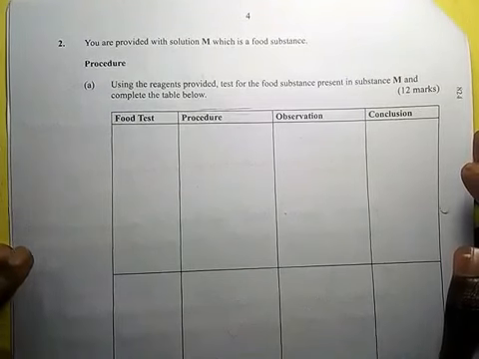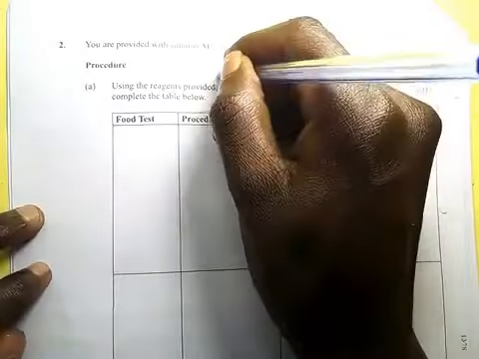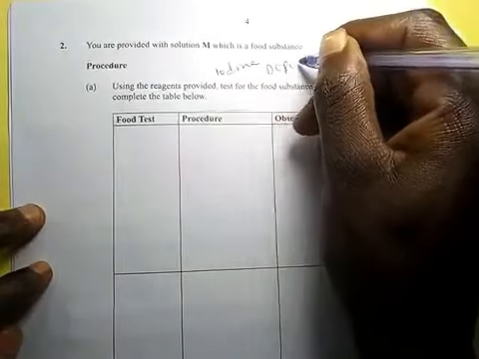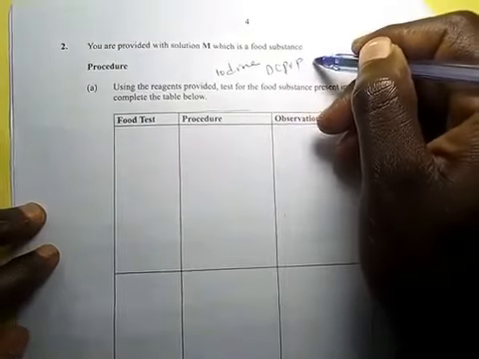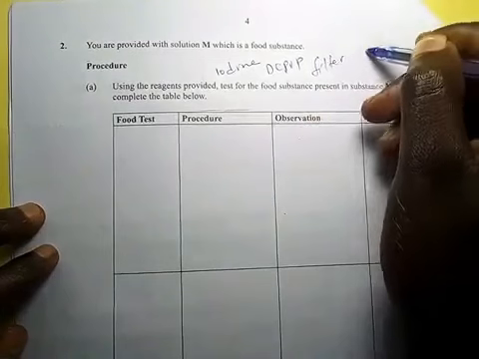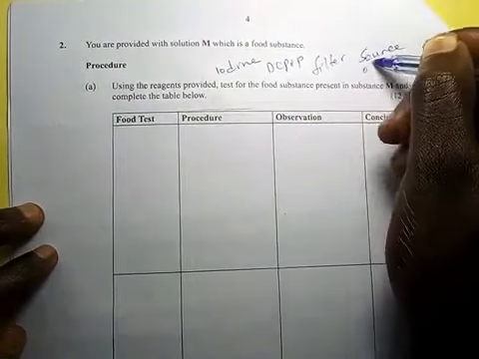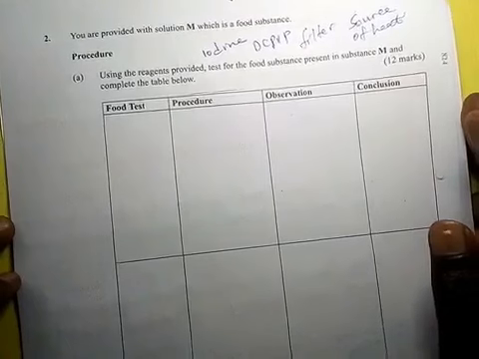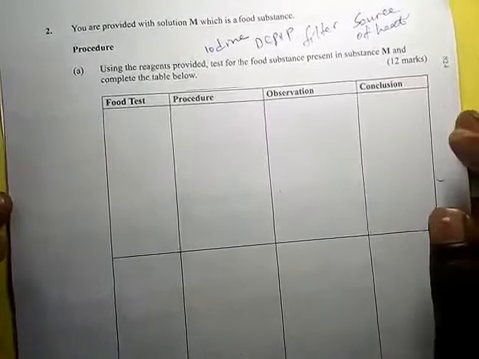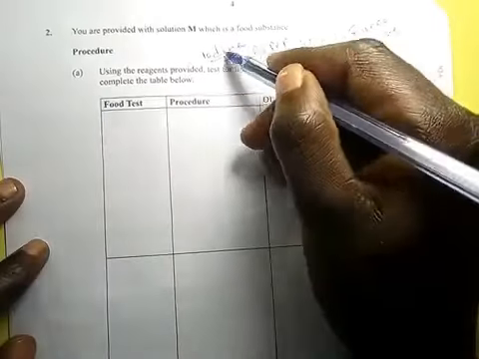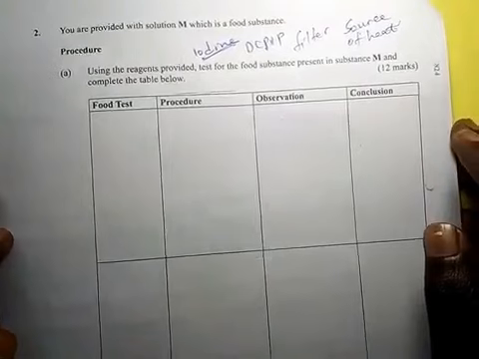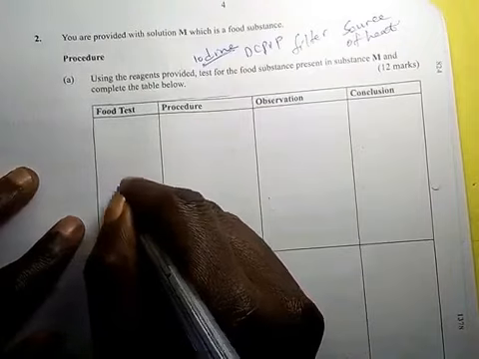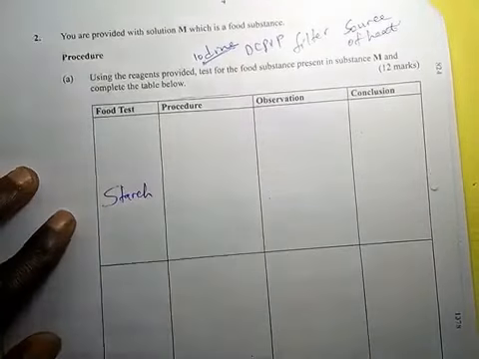Here you are provided with reagents iodine, DCPIP, and a filter paper, and a source of light, source of heat. You are required to test for food. Now you should be able to know the reagent for testing. Let's start. In food test 1, let's test for starch using iodine solution.